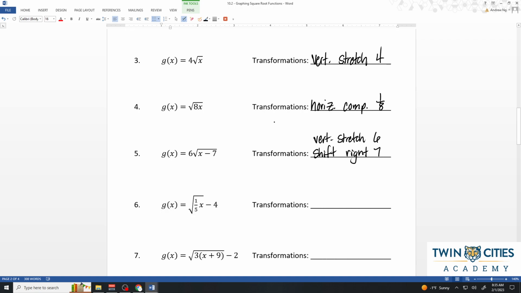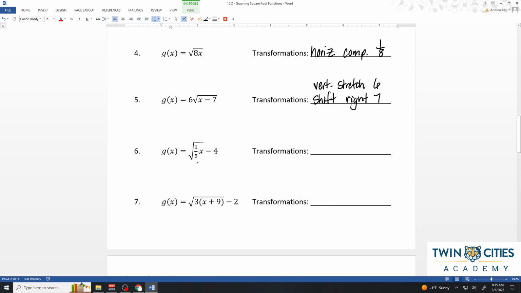Number 6, I've got the square root of 1/5 times x. So again, this is going to be the opposite of what I think. Instead of being a horizontal compression of 1/5, this is going to be a horizontal stretch of 1 over this 1/5, or in other words, just 5.